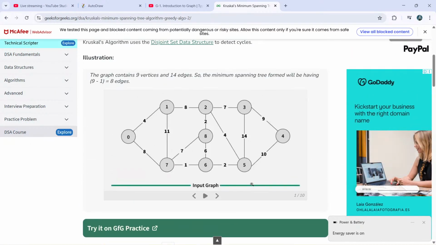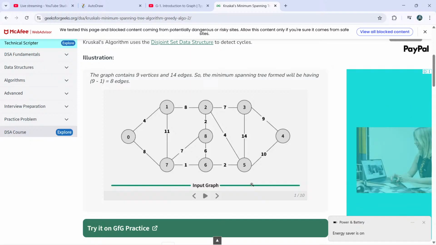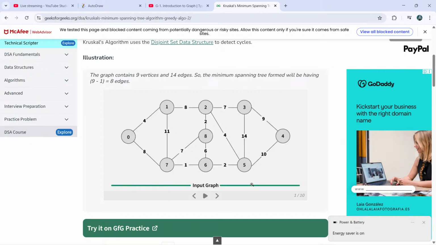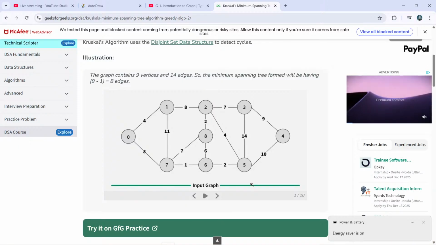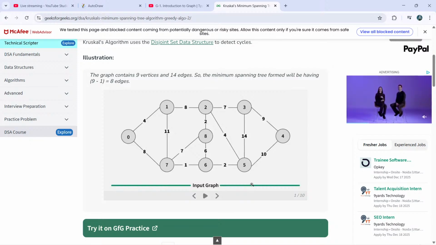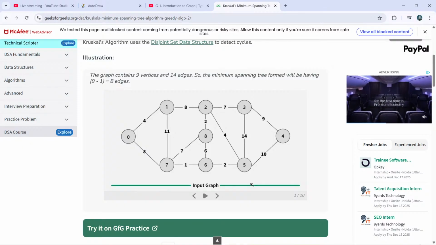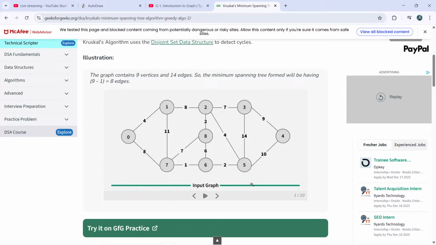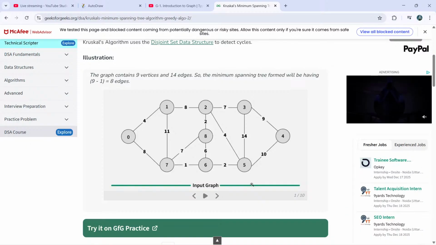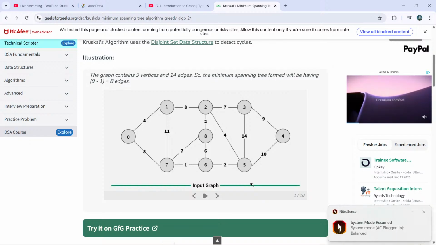Oops, battery is low. Guys, I need to connect the laptop charger first. Give me 2 minutes, I'll connect. Charger is connected and we are back.